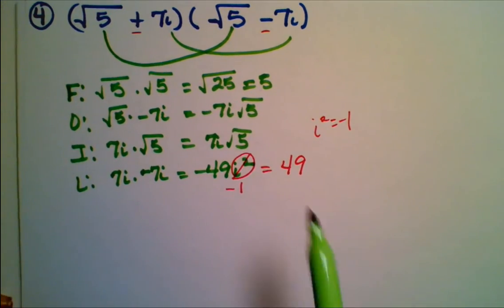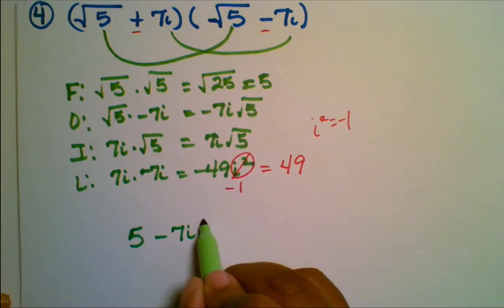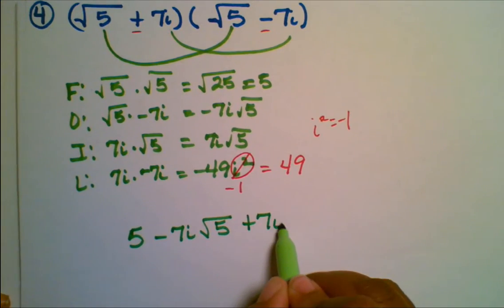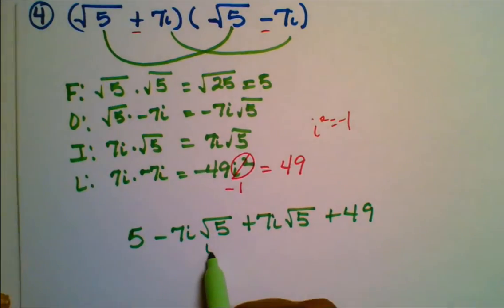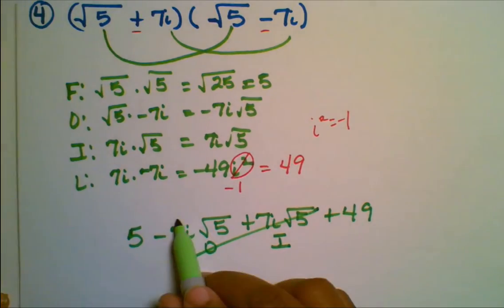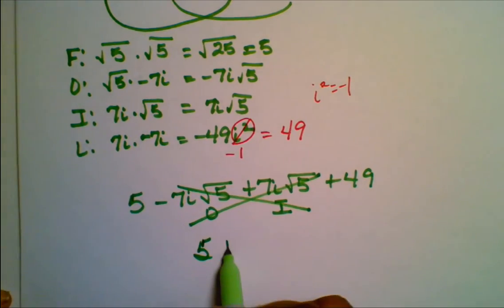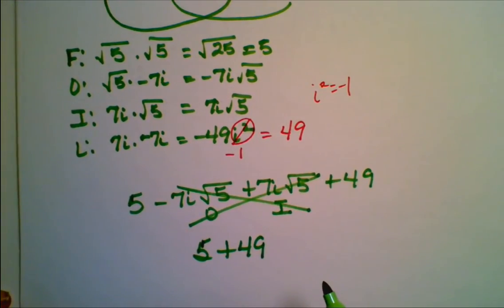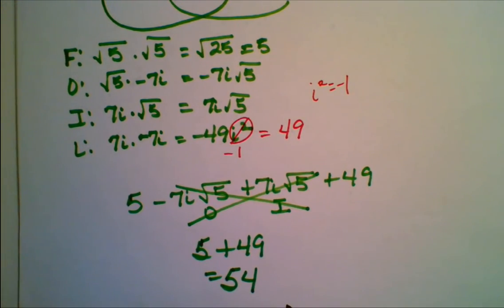Bringing your parts together, we have a 5 minus 7i square root of 5 plus 7i square root of 5 plus 49. Look at your outer and inner terms. They cancel out. So then you're left with 5 plus 49, which gives us 54.